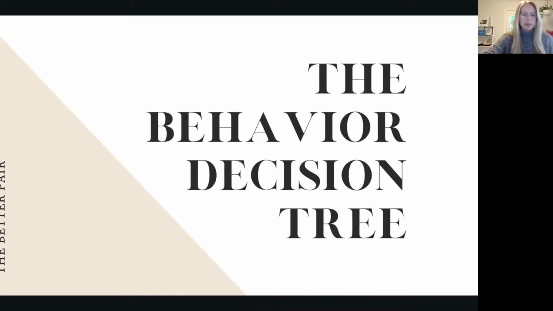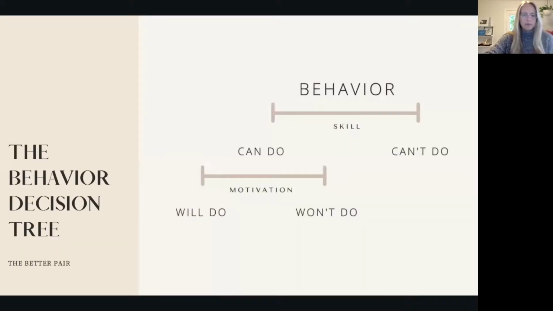Today we're talking about the behavior decision tree. The behavior decision tree is a tool that we can use to look at behavior and determine what we're going to focus on. Essentially, we have one of two jobs. We're going to motivate the child to do something that they already know how to do, or we're going to break down a skill to teach a child something that they don't already know how to do.